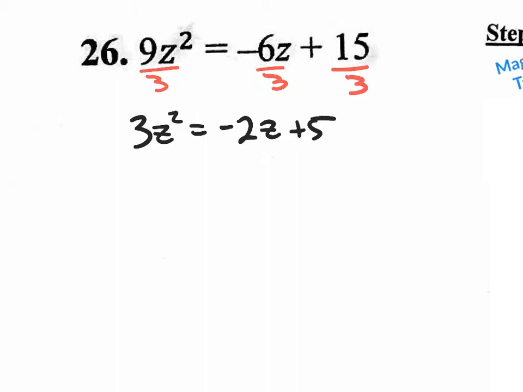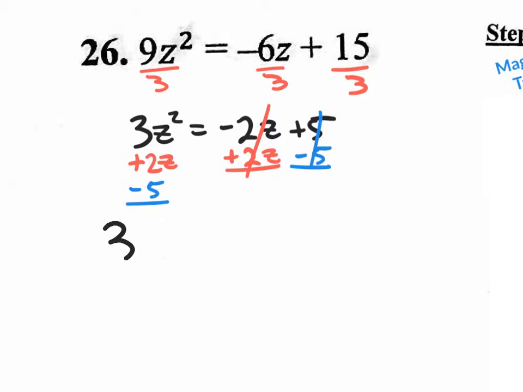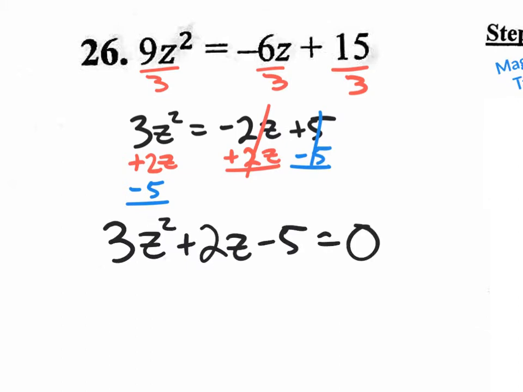And now let's move the -2z over to the left side by adding 2z and adding 2z. And at the same time, I'm doing 2 steps in one here, I want to subtract the 5 as well and subtract the 5 as well, which I can't really do the adding or the subtracting because none of them are like terms. So I'm going to rewrite the whole left side. The whole left side is going to be 3z squared plus 2z minus 5. So we have 3z squared plus 2z minus 5 equals 0. And that's our quadratic trinomial.